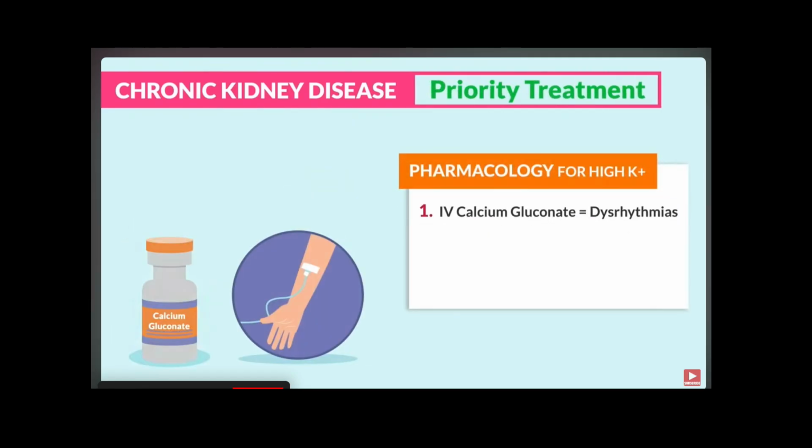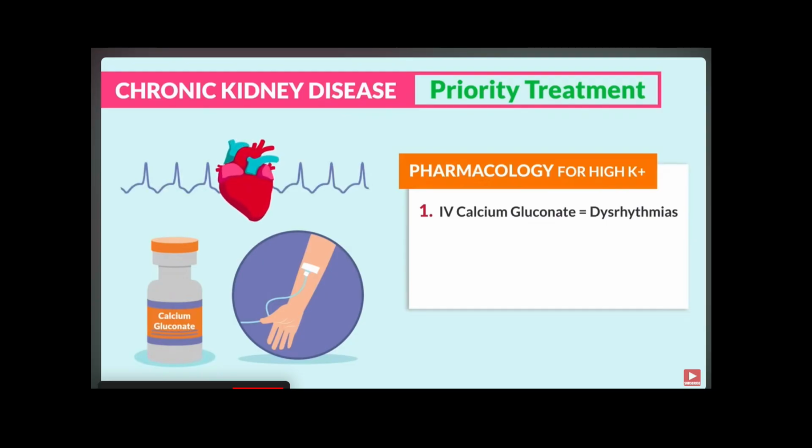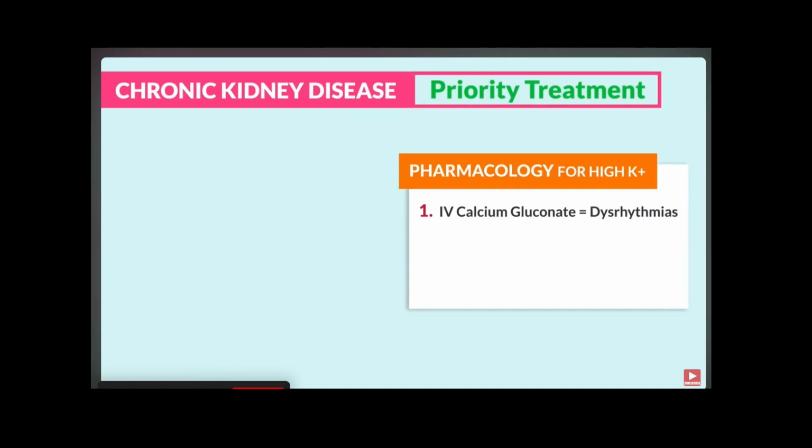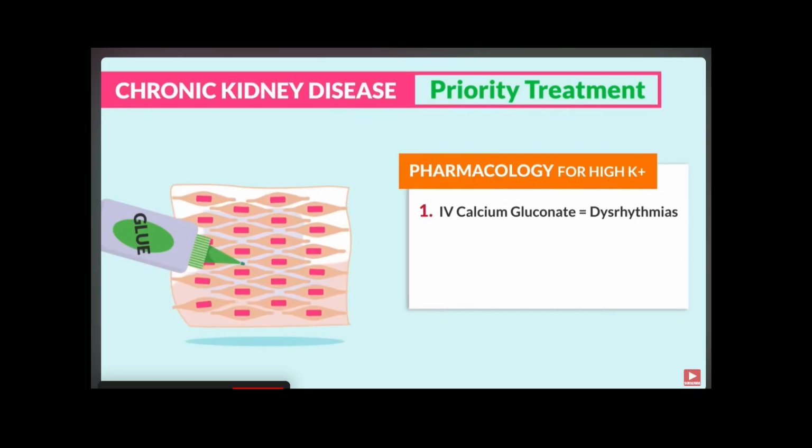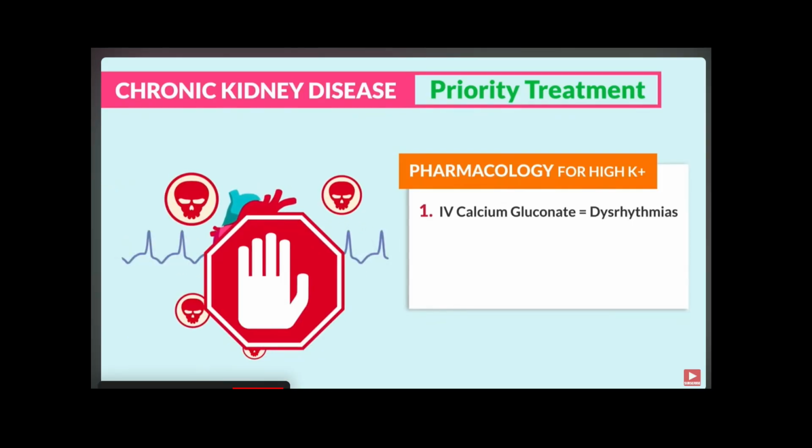Number 1 is IV calcium gluconate. For the key term, write this down, dysrhythmias. Just think gluconate helps to glue down those crazy heart muscles, preventing deadly dysrhythmias like wide QRS complexes, which will eventually progress into deadly VTach and VFib. We must glue down those heart muscles with calcium gluconate.